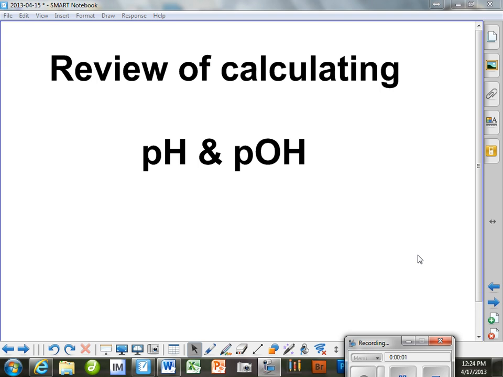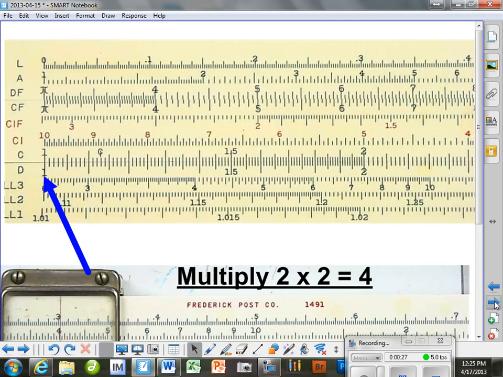Okay, for the review of calculating pH and pOH, I've done several slides here, not to dump a bunch of information on you, but to give you a feel for what's happening with a logarithm. Logarithms are probably one of the more confusing things that students have to deal with, and they're even confusing to me. But I think seeing the trends will help you be much more comfortable with them.